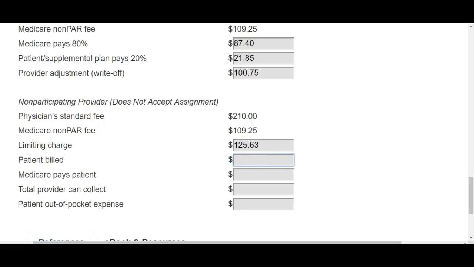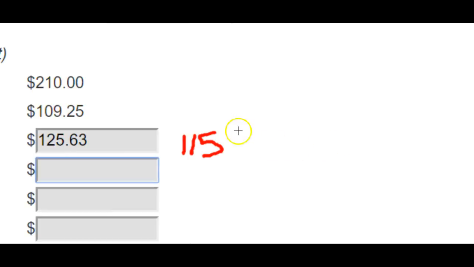And the patient's limiting charge, again, is going to be, let me see. I don't know if I can type this in here or not, but we'll try. 100 and it's not going to be pretty here, but we'll try it. 115%. Ooh, that got big. All right.